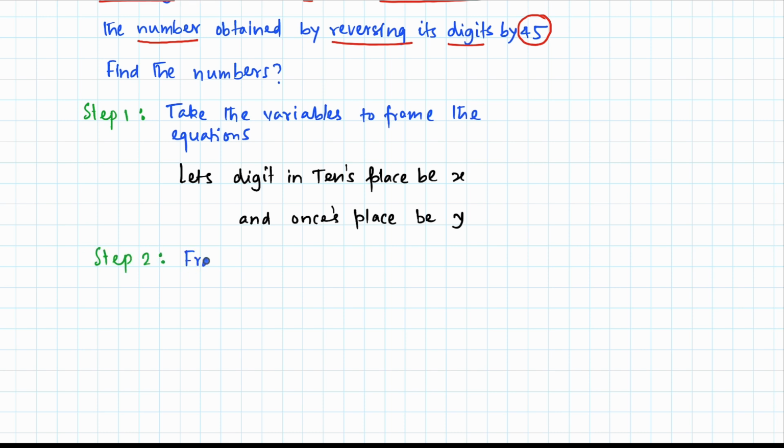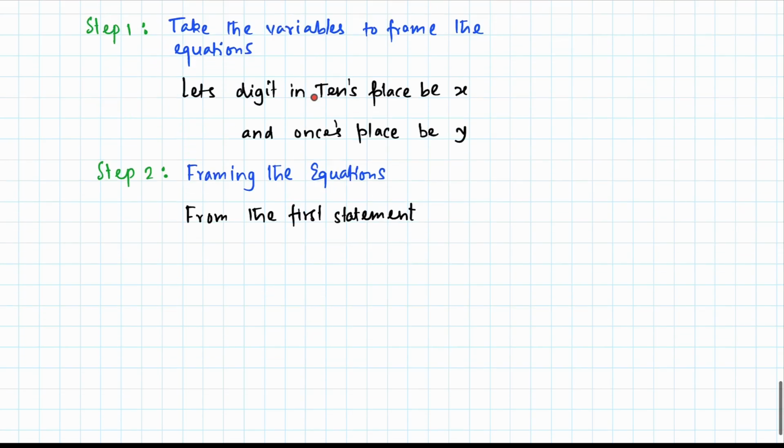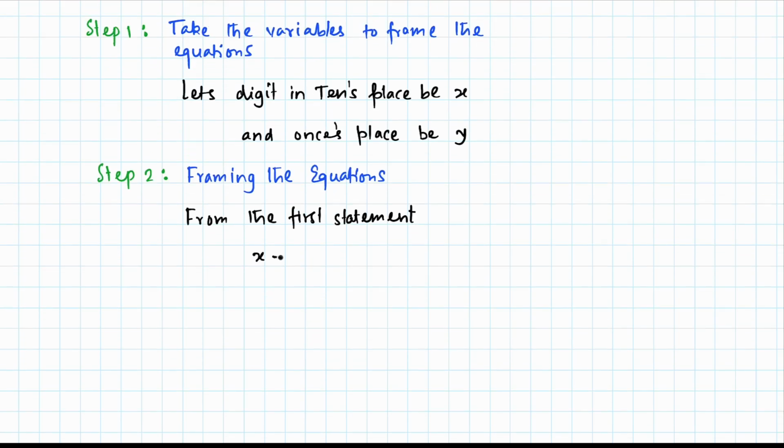Step 2, framing the equations from the given statements. From the first statement, the difference between the digits of a two-digit number is 5. That means x minus y equal to 5, equation 1.